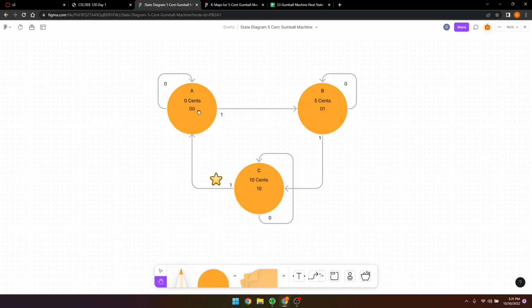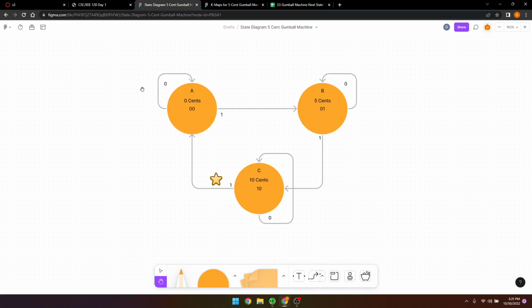Because we have 3 states, we need to use 2 binary numbers. And so we're going to have a 4th state that we're going to have to implement into our K-maps later, and I'll go ahead and explain that as well. But that's why we have 2 different numbers here. So we have state 1, or state A, which is represented by 0, 0. And that's going to be when there are 0 cents in the machine.